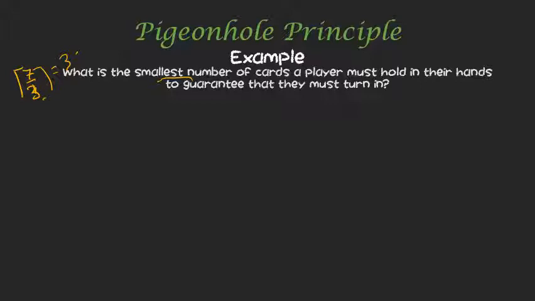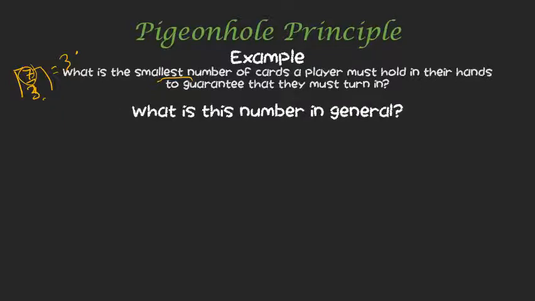So it wasn't asking how many would be of the same type. We knew how many had to be of the same type, right? 3 of the same type. And we wanted to find this number, 7. So it's sort of the inverse problem. So what is this number in general?